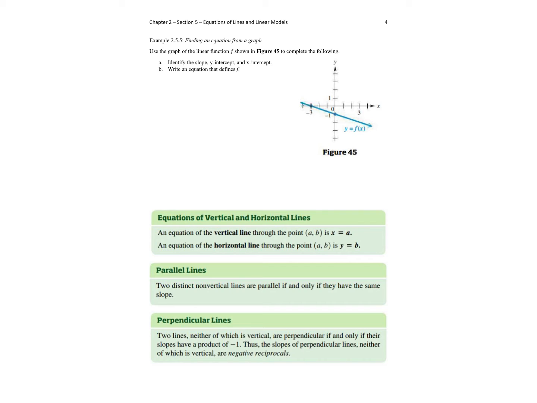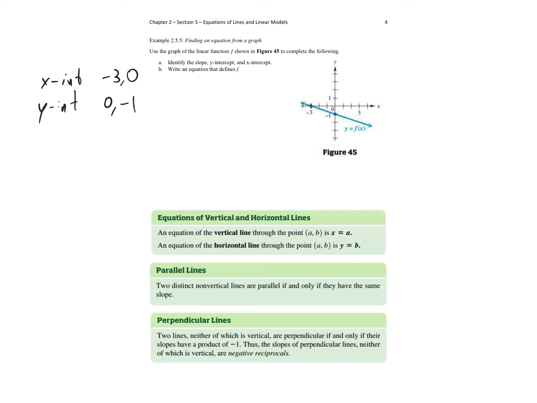Okay, let's use this graph, and they want us to first find the slope and both intercepts, and then write out an equation that defines this line. So this one's actually pretty simple. If you look closely at the graph, you can see there are 2 points where we cross the axes, and we find some easy intercepts there. So my x-intercept is, of course, (-3, 0). My y-intercept is going to be (0, -1).